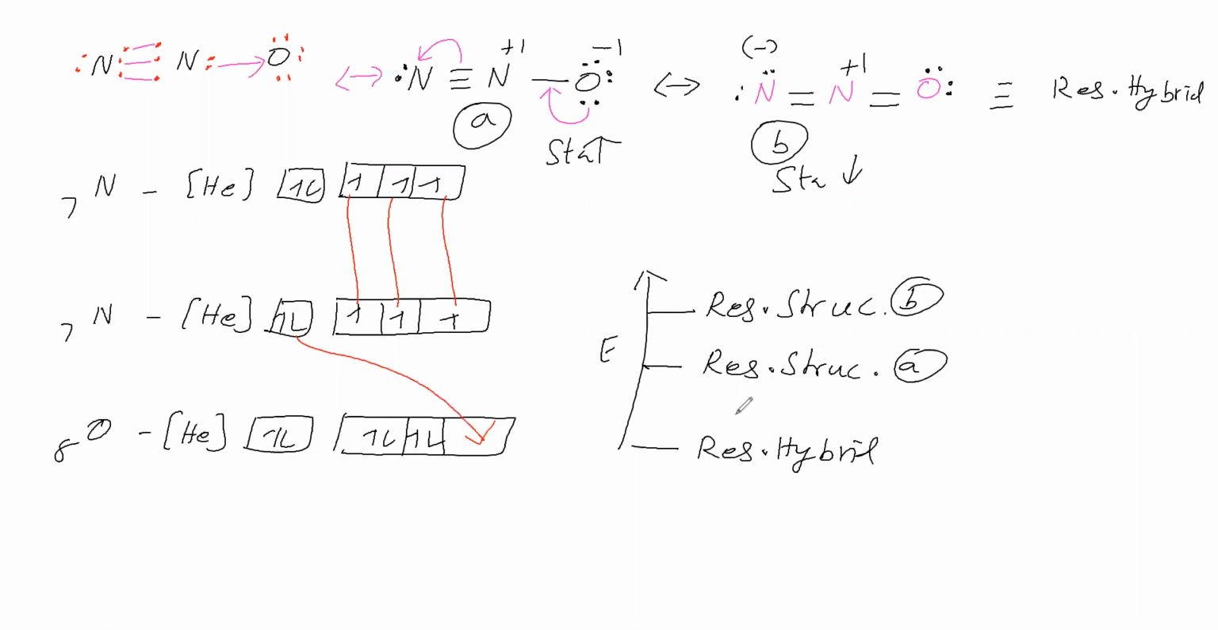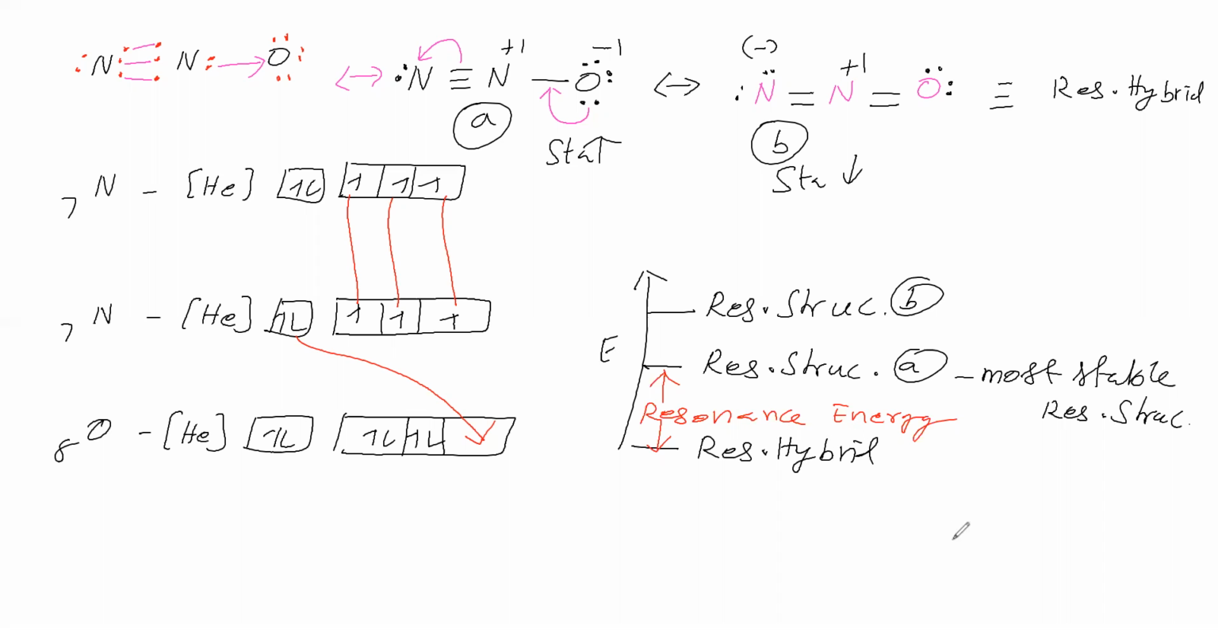So resonance structure energy we have given. Out of these two resonance structures, A is the most stable resonance structure. Now the energy difference between the most stable resonance structure and the resonance hybrid is called resonance energy.